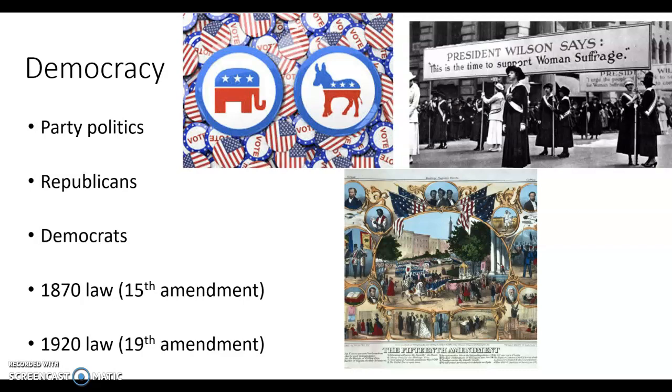Now, another amendment was made in 1920, the 19th Amendment, and that enabled all women over the age of 18 to vote. So in some respects, these amendments are progressive. They are allowing people more rights, but it doesn't always translate into what it says on the surface.